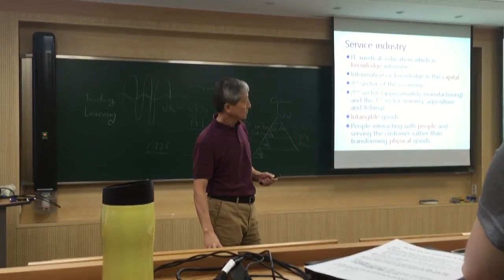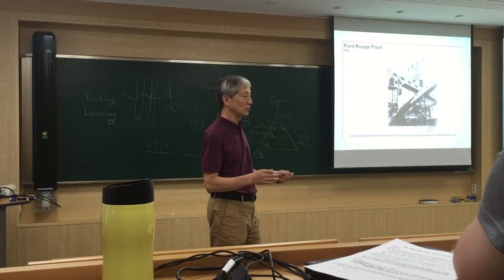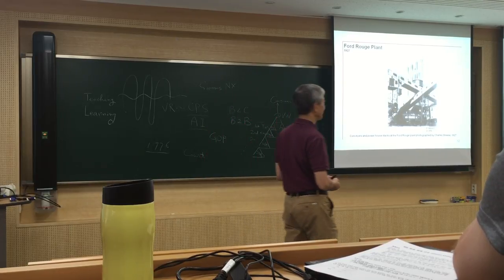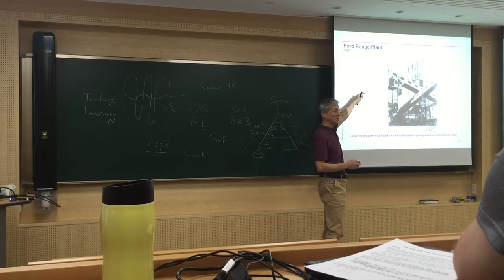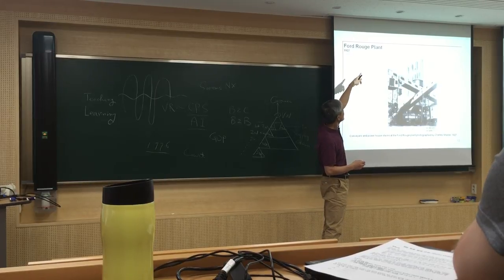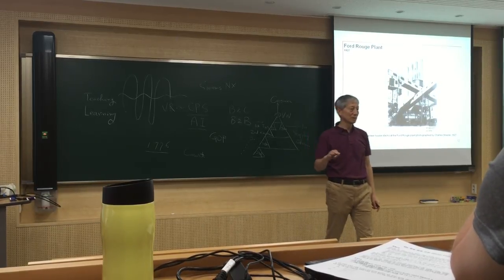One more slide and then I'll finish. It's connected, so I'll explain. There are two more slides. Ford's huge plant, 1927. The picture comes from that year, 100 years ago, when Ford developed the mass production conveyor belt.